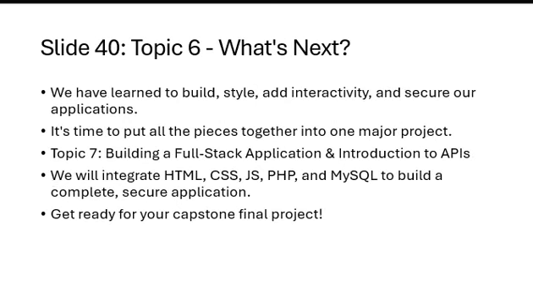Okay, that's topic number 6. What's next for topic number 7? We have learned how to build, style, and add interactivity, and securely protect our application. So it's time to integrate all these individual pieces into one major cohesive project. Topic number 7 will build a full stack application, with an introduction to APIs. We will seamlessly integrate HTML, CSS, JavaScript, PHP, and MySQL together. The integration will result in a complete, functional, and very secure web application.